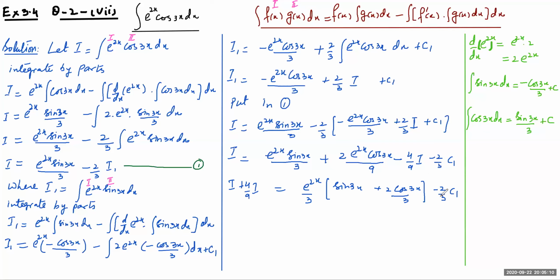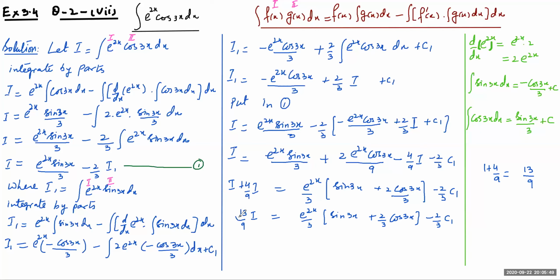Now what we are going to do is perform this addition, and I'm going to do this addition in the rough work. So I get 1 plus 4 by 9. It is equal to 9 plus 4 by 9 taking LCM, and I get 13 by 9. So I have 13 by 9 I here. It is equal to e^(2x) by 3 sin 3x plus 2 by 3 cos 3x, and then I have a minus 2 by 3 C1.